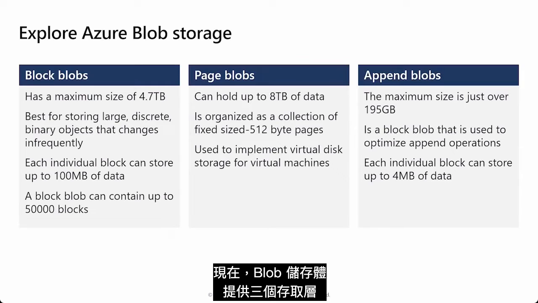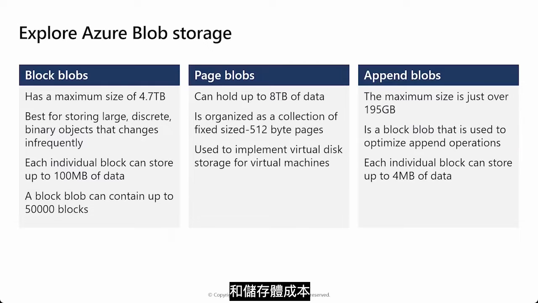Now, blob storage provides 3 access tiers to help you balance access latency and storage costs. So the first is the hot tier, which is enabled by default. You use this tier for blobs that are accessed frequently. So the blob data is stored on high performance media.